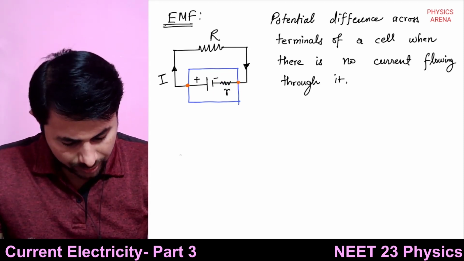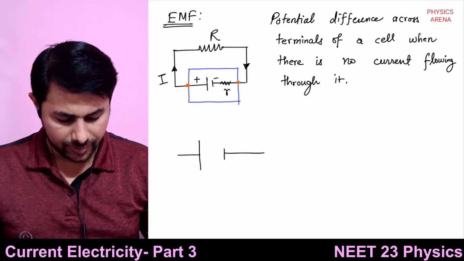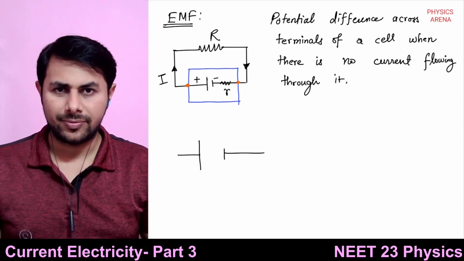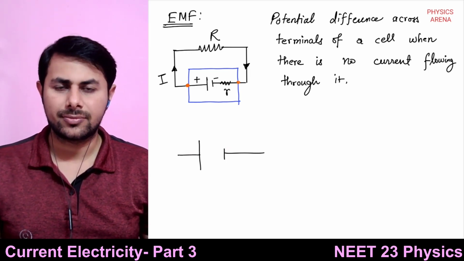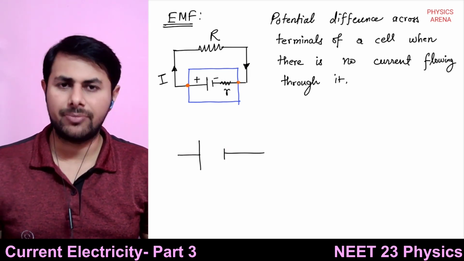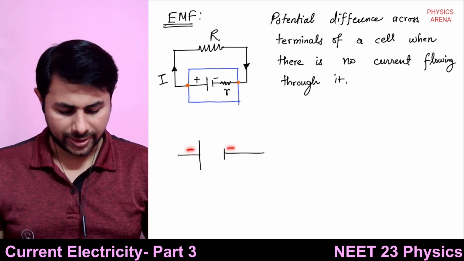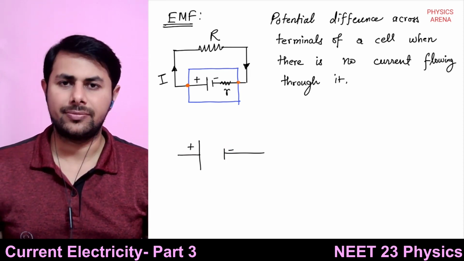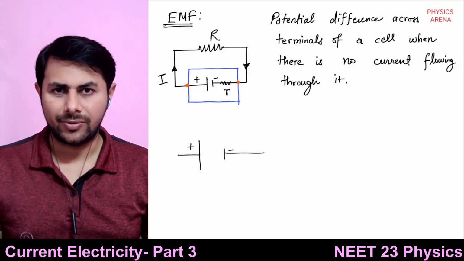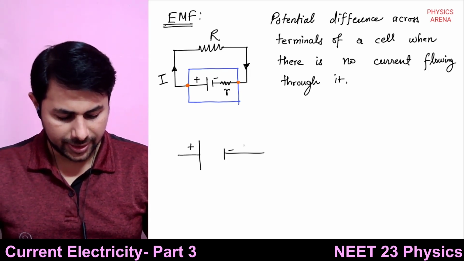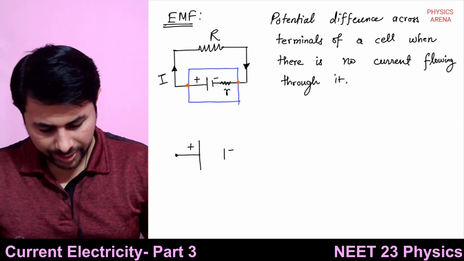Okay, so you have this battery, you have the cell. Now there is no current flowing through it, and you measure the potential difference between the positive and negative terminal. So you will get the maximum potential difference between these 2 points when there is no current flowing. And now see, once current starts flowing, what will happen? There is some internal resistance, right? Okay, let me draw the internal resistance also.